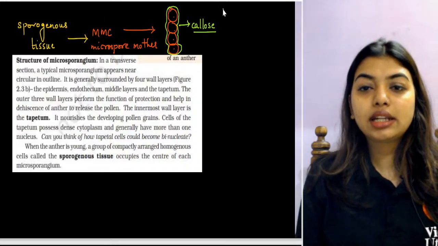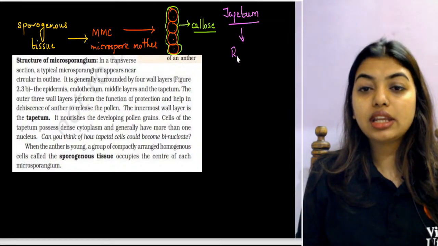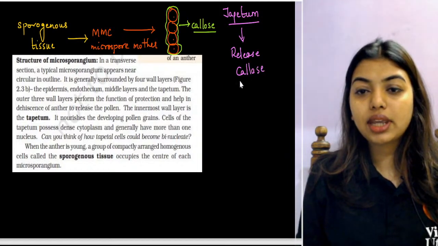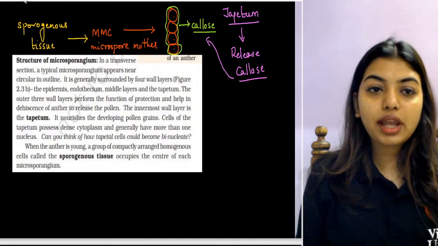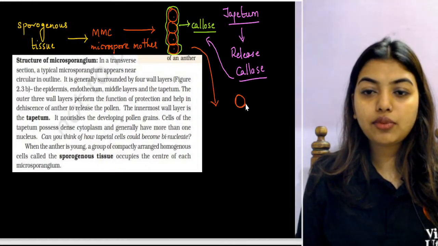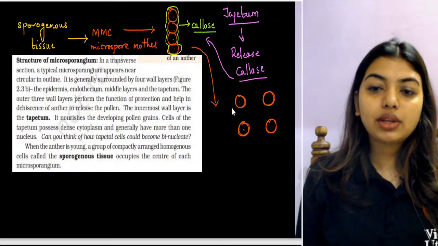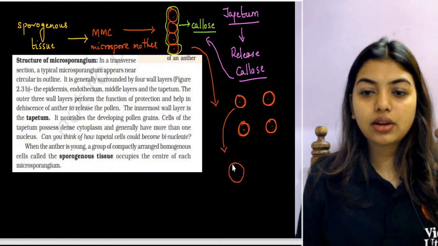The tapetum will not only nourish the forming pollen grains, but it will also release or secrete callase. This callase will go and break this callose, and like that this microspore tetrad will form 4 separate microspores. Now each of them has the ability to form a potential pollen grain. This is a pollen grain.